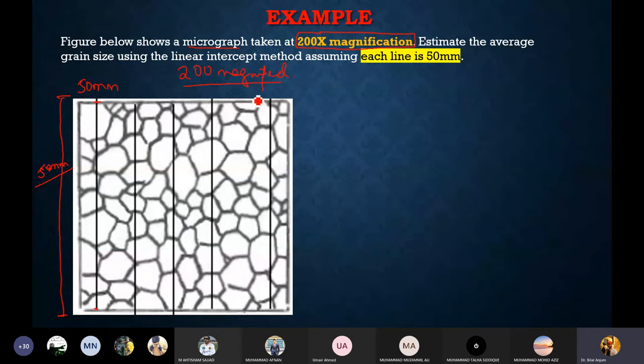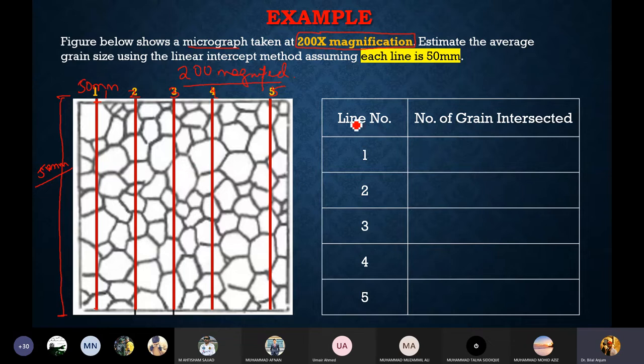Now, the first thing is, can you identify the grains? Could you visualize different grains in the micrograph? Yes, sir. All right. So I have drawn these random 50 millimeter lines, 1, 2, 3, 4, 5. I have the first line, second line, third line, fourth, and fifth line, randomly drawn.